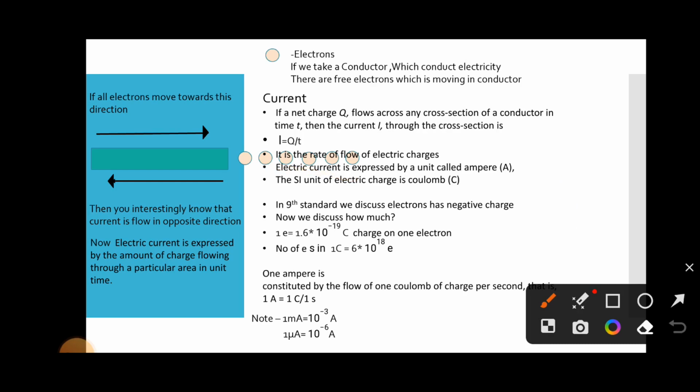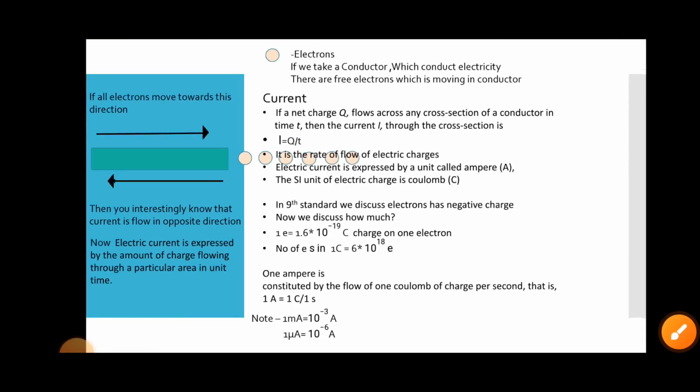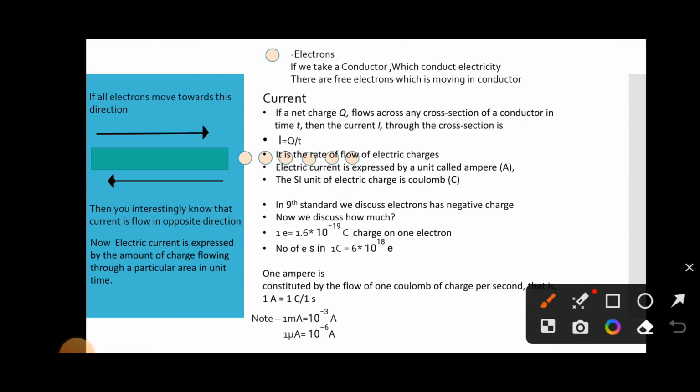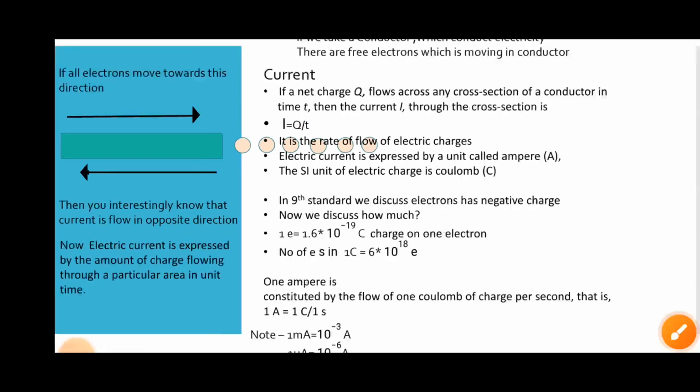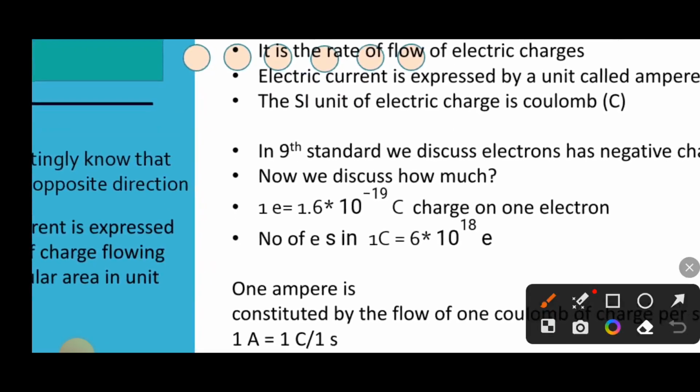The SI unit of electric charge is coulomb. In ninth standard, we discussed that the electron has a negative charge. Now we discuss how much. The charge on one electron is 1.6 into 10 raised to minus 19 coulomb. It is for one electron.